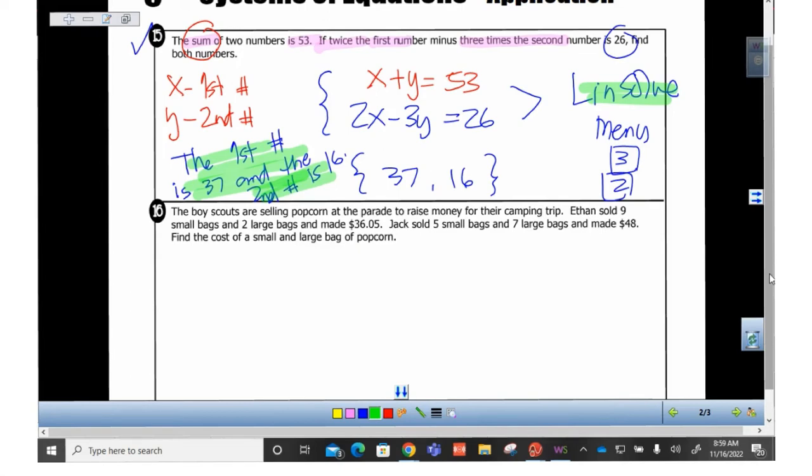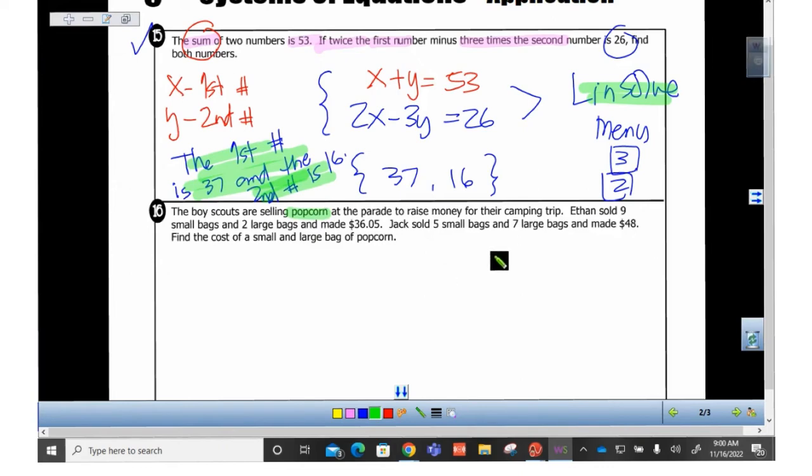Okay, so the Boy Scouts are selling popcorn at the parade to raise money for their camping trip. Ethan sold 9 small bags and 2 large bags and made $36.05. On the other hand, Jack sold 5 small bags and 7 large bags and made $48. The question here is, find the cost of a small and large bag of popcorn.